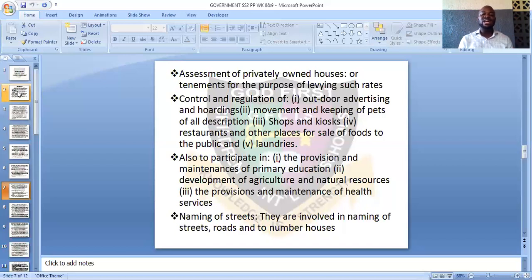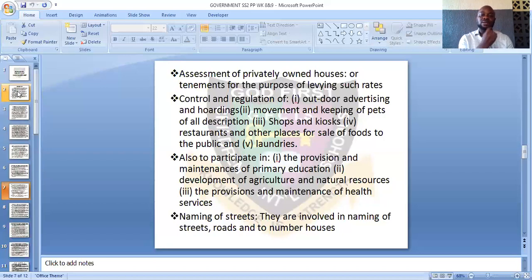That's why at every local government you have what are referred to as health centers. All those health centers are maintained by the local government. Also, primary school education is maintained by the local government. Another function is the naming of streets. They are involved in naming streets and roads, and numbering houses.